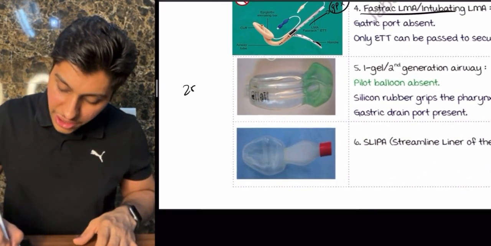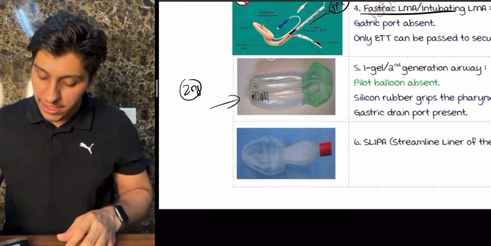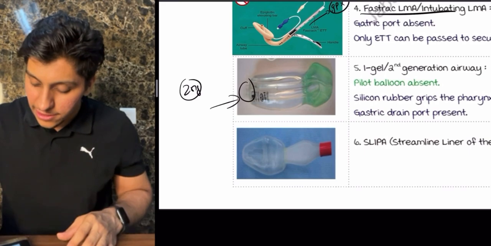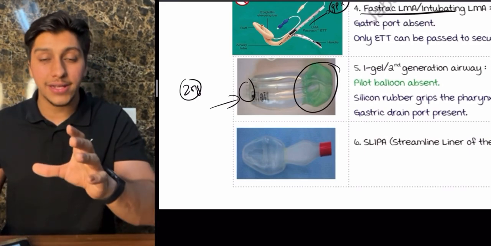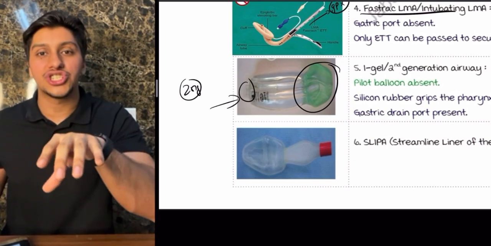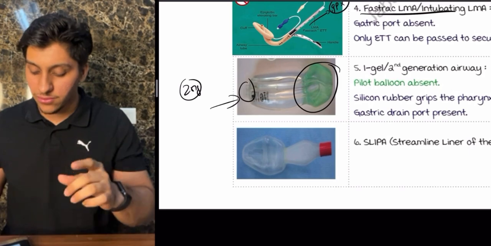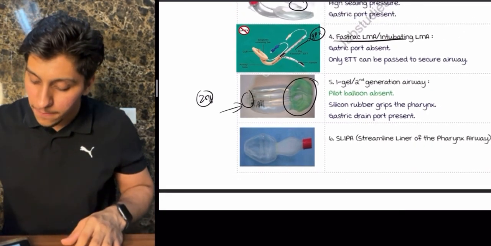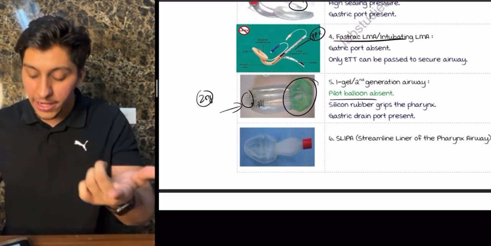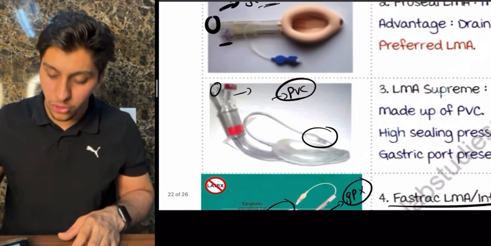A new one, which they expect questions can come from, is the second generation iGel LMA. Why is this advantageous? It has a gastric port. Along with that, the green part over here is the one which sits in your pharynx, and it can remodel and shape itself based on each person's pharynx. That is why this is important. Remember, this is an iGel LMA, and it does not have the pilot balloon. The pilot balloons are these, which you use over here.